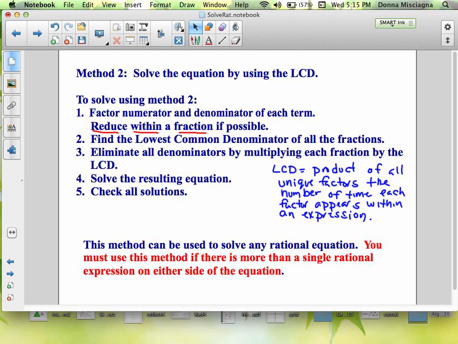All right, so then we're going to solve the resulting equation, and then we'll check all solutions. This method can be used to solve any rational equation. You must use this method if there is more than a single rational expression on either side of the equation. If anything is added to our rational expression, it could be just a plus 1, we have to use this method, not cross multiplying. All right? So let's see this method in action.